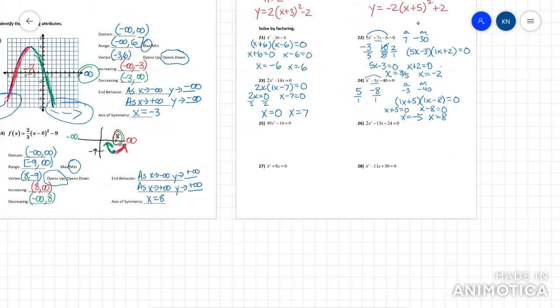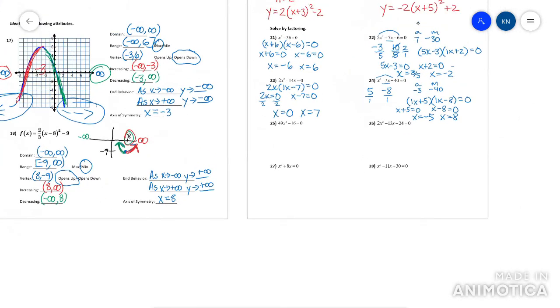The next one is a difference of squares. So you need to be square rooting this first part and square rooting the second part. The square root of 49 is 7. Square root of x squared is x. Square root of 16 is 4. And one's a plus, one's a minus, like that. Set each of these factors equal to 0. Solve it. Get your answers of -4/7 and +4/7.